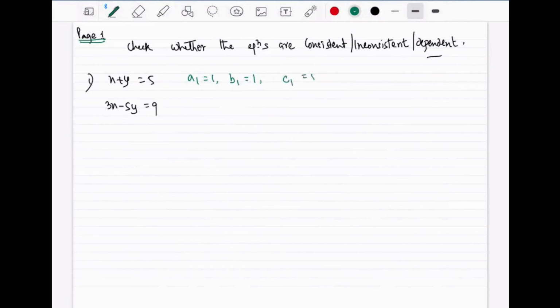What about C1? C1 is 5. A1 is taken from the coefficient of x, right? What is in the front of x? B1 is taken from what is in the front of y. C1 is taken from the constant term itself.